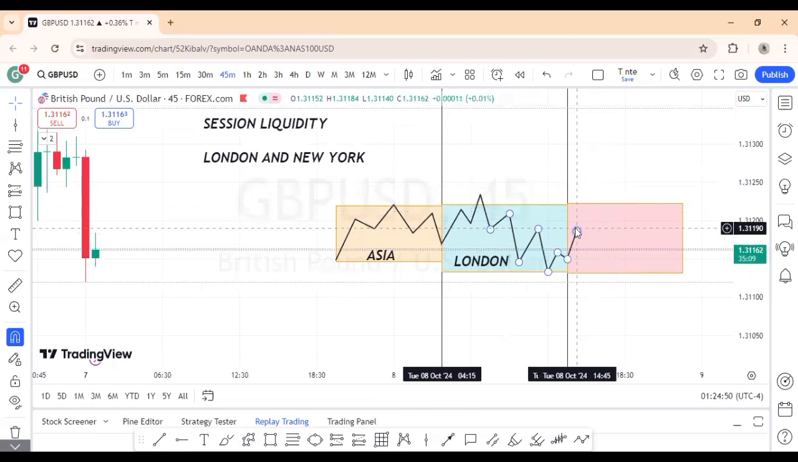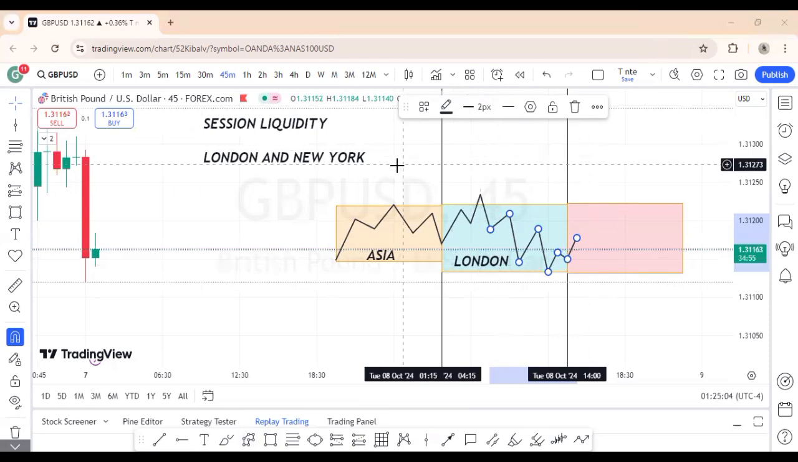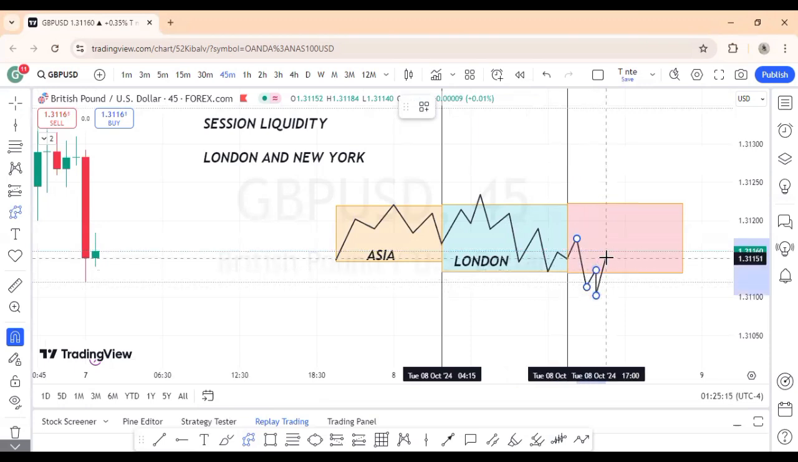Now, what do we expect? We want price to also take out London liquidity, because each time we enter into a new session, we expect price to run the liquidity of the previous session for us to continue our move. Let's assume in this case price comes and takes out London low, and then maybe gives us a bullish confirmation. That means this market is likely to buy.